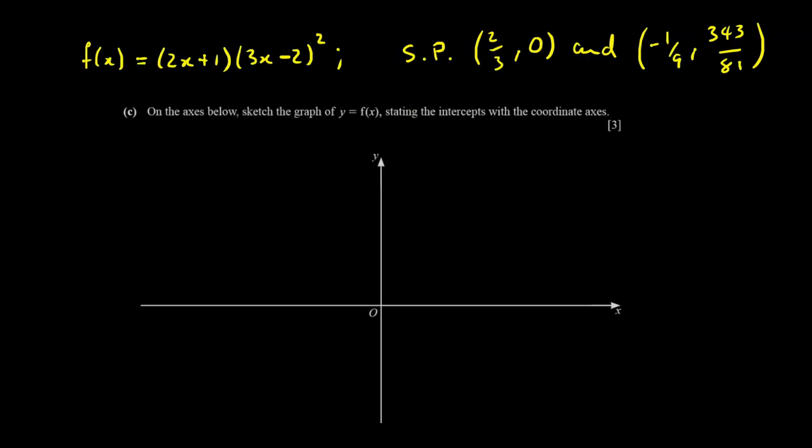Okay, then next part of this question. On the axis below, sketch the graph of y is equal to f of x, stating the intercepts with the coordinate axes. Well, what we're going to be doing is using the results from the previous parts of this question. Now, the first thing we should do is probably find out where the x-intercepts are. Well, the x-intercepts are where y is equal to 0, right? So either what we're going to have, let me just go over here.